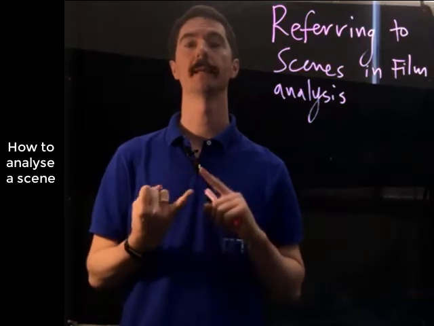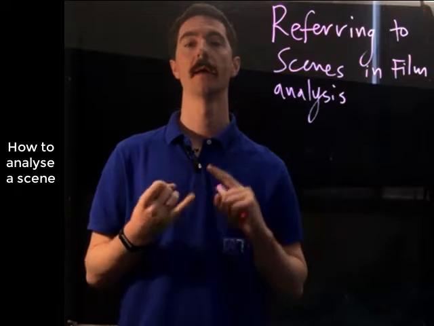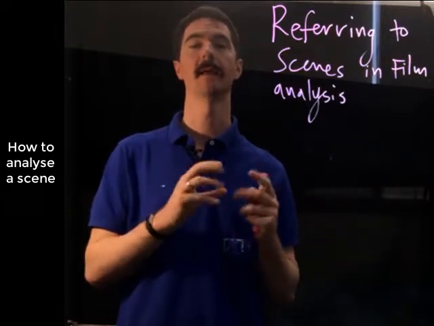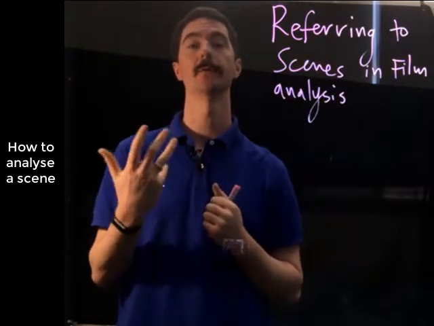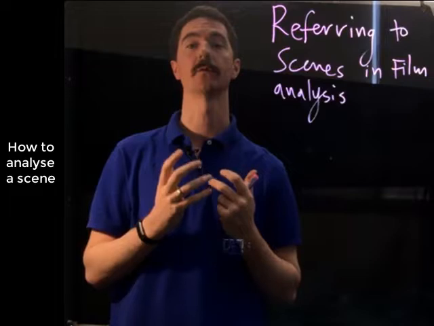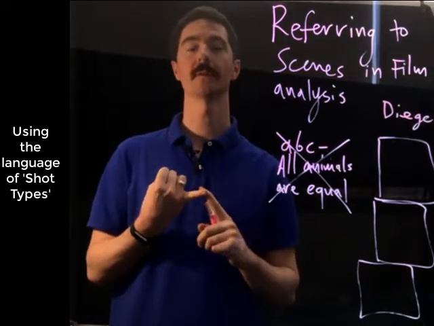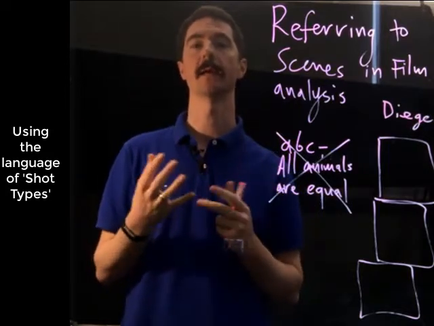What we're talking about here is how to refer to scenes in film analysis. So you're looking at a film instead of a book. And so what you're discussing most primarily is the scenes and the shot types that the director has chosen, as opposed to in a text, where you would talk about the actual words that they've chosen.